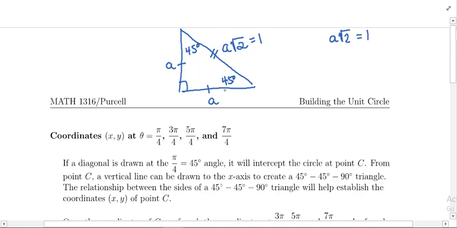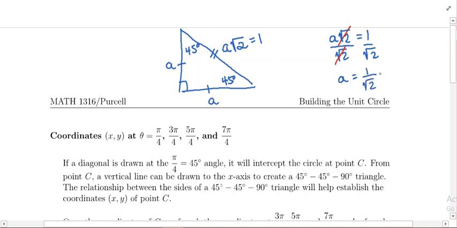And we can solve for A, which is the length of one of the other sides. Since A is multiplied by the square root of 2, to undo that, I'm going to divide by the square root of 2. If I do it to one side, I have to do it to the other. This tells us that A, the length of one of the other two sides, is going to be 1 over the square root of 2.